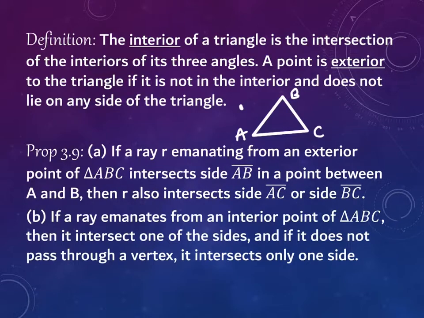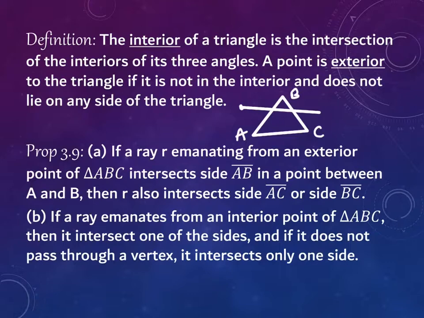So we have a ray, and it's going to come from this point. I'll just label my ray R, since it doesn't have any other point or vertex name. And it says that it's intersecting segment AB, or side AB. So if it intersects between points A and B on side AB, then it will also intersect either AC, that's what I drew first, or it would have to intersect BC.